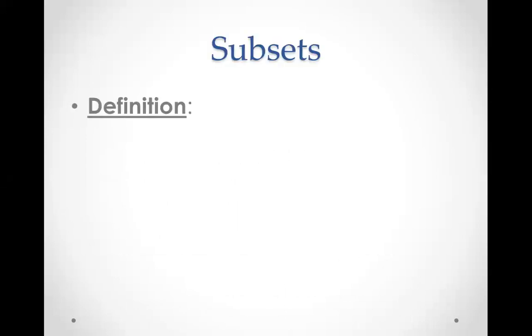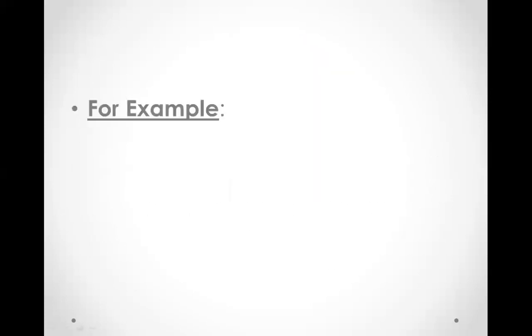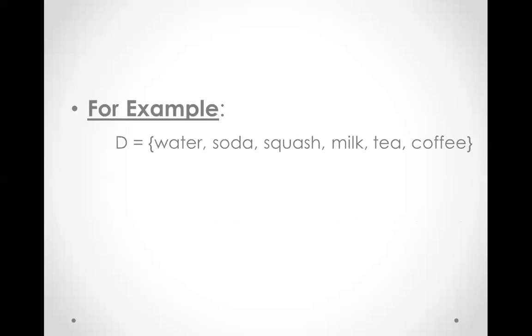Now I'm going to tell you about subsets. Its definition is: if each element of a set A is also an element of another set B, then set A is called a subset of set B. This symbol is used to denote a subset. If we discuss an example of a subset, then it will be clear in your minds.